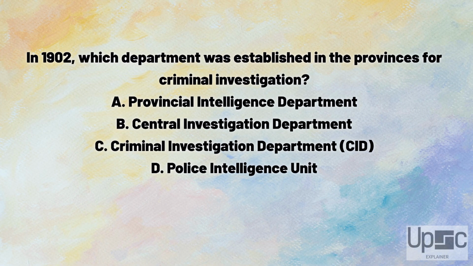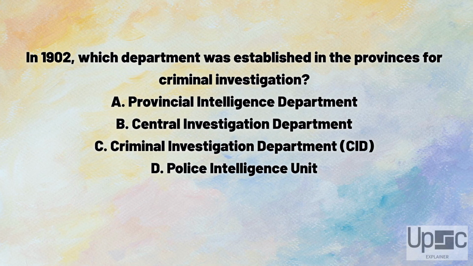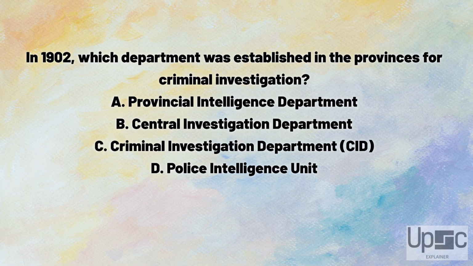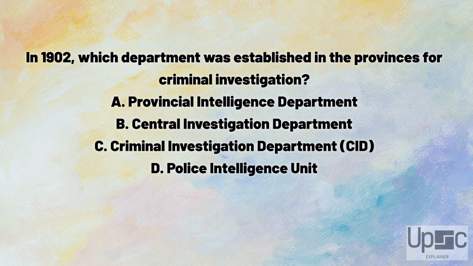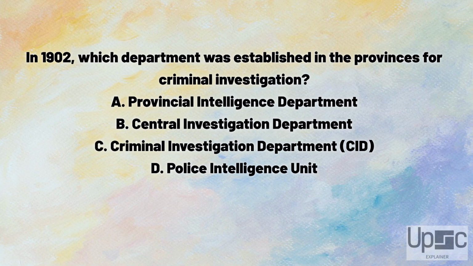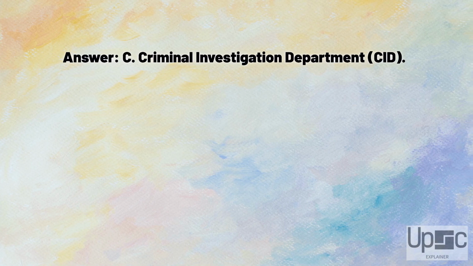In 1902, which department was established in the provinces for criminal investigation? A. Provincial Intelligence Department. B. Central Investigation Department. C. Criminal Investigation Department, CID. D. Police Intelligence Unit. Answer. C. Criminal Investigation Department, CID.